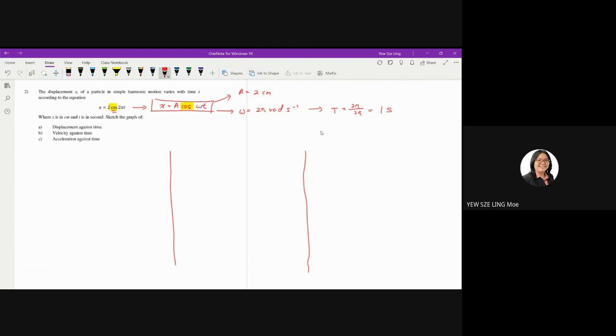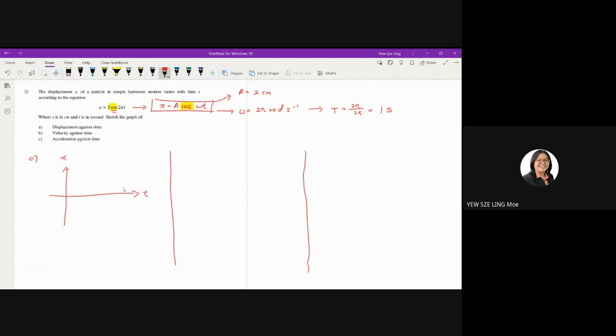Okay, so now we have the information needed. We can then proceed to sketch a graph. So for this question, the displacement against time graph. Okay, so this is the displacement against time graph. Oops. So we have an x against t graph, right?